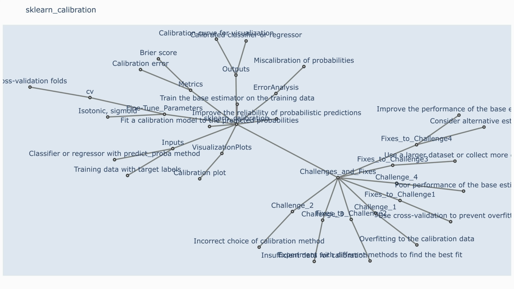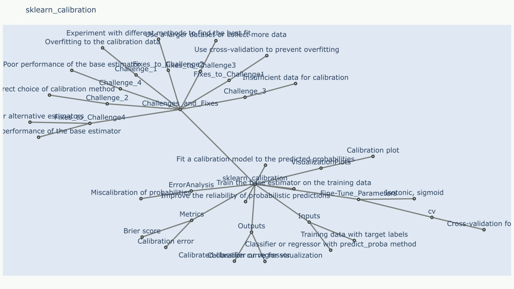Sklearn calibration. Description. Calibration refers to the process of adjusting the outputs of a machine learning model to better align with the true probabilities of the events being predicted. This is particularly crucial when dealing with probabilistic models, such as logistic regression or support vector machines, where the model's outputs represent the probability of a particular class or outcome. Calibration ensures that the model's predicted probabilities accurately reflect the likelihood of the event occurring in the real world.